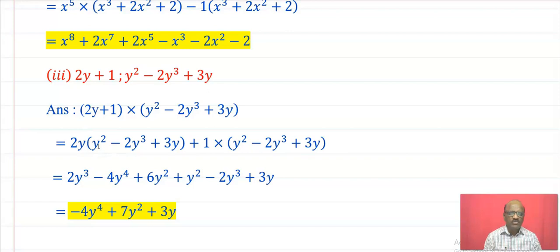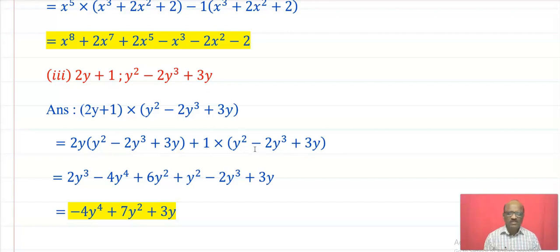Now 2y into this whole bracket, that is 2y into y square, that is 2y cube. 2y into minus 2y cube, that is minus 4y raised to 4. Next is 2y into 3y, that is 6y square. Now multiplied with the 1.